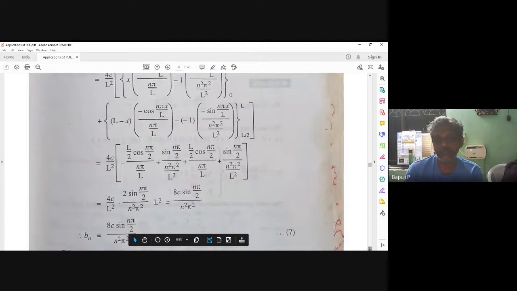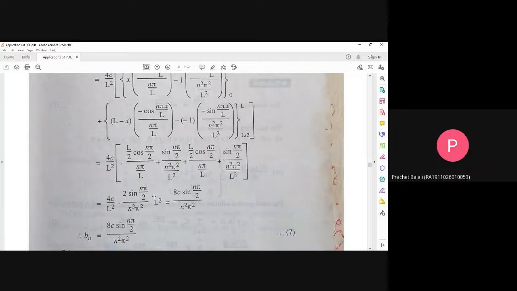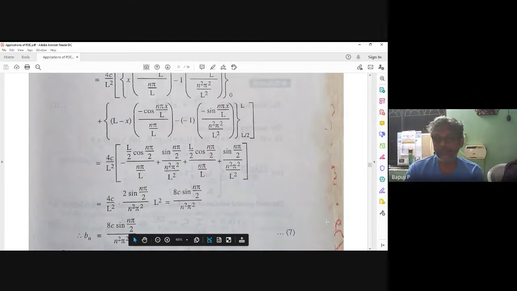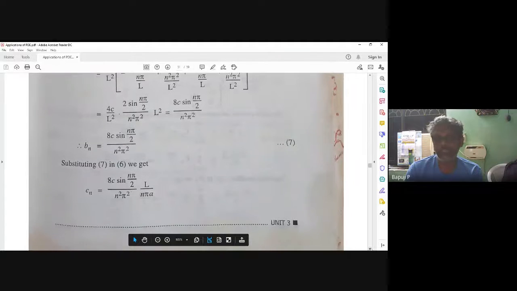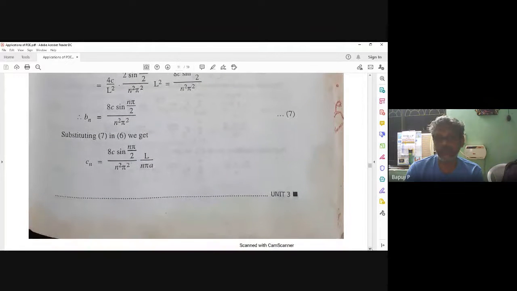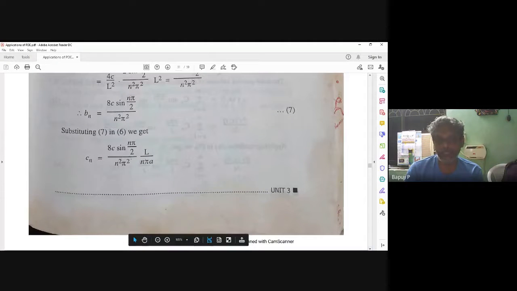After substituting this, I will get this cos with minus, this is plus. This term cancels, so this is twice this term. Means bn is equal to this. Now cn you already know. cn is equal to what? bn is equal to cn by nπ/L, divided by nπ you get.